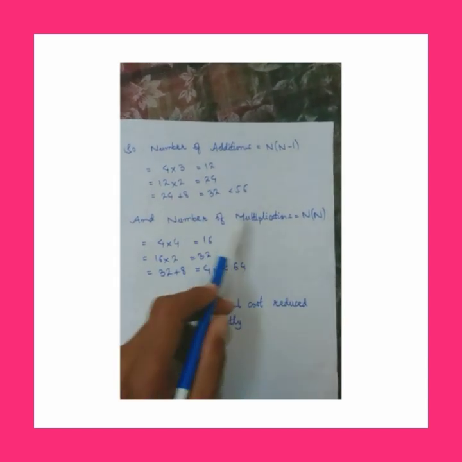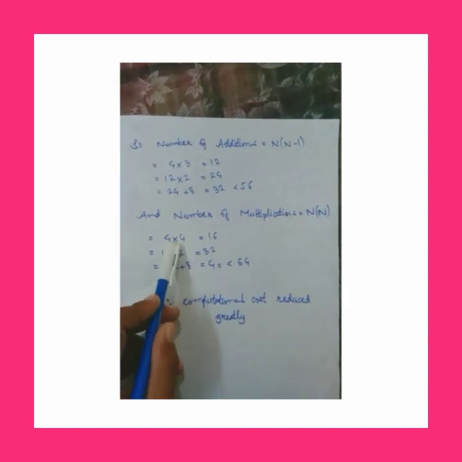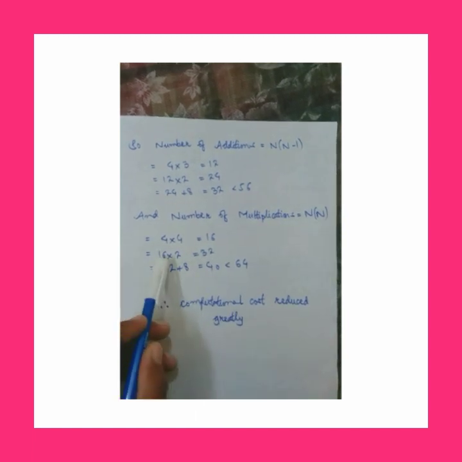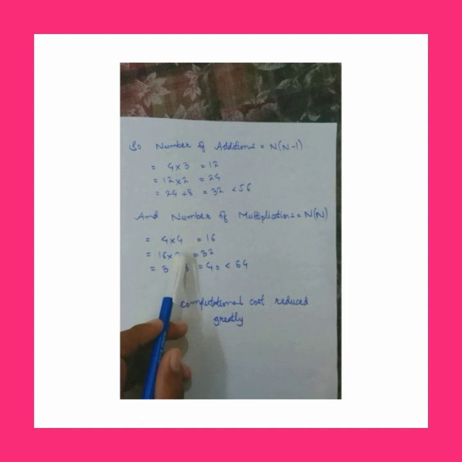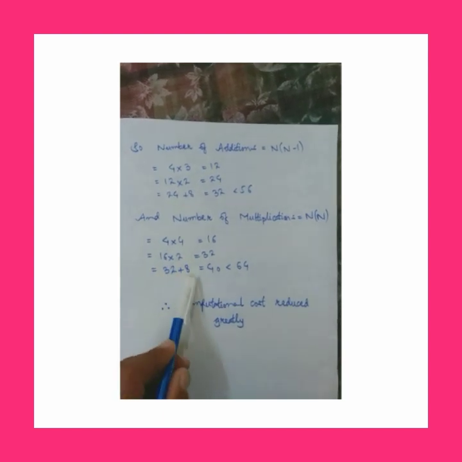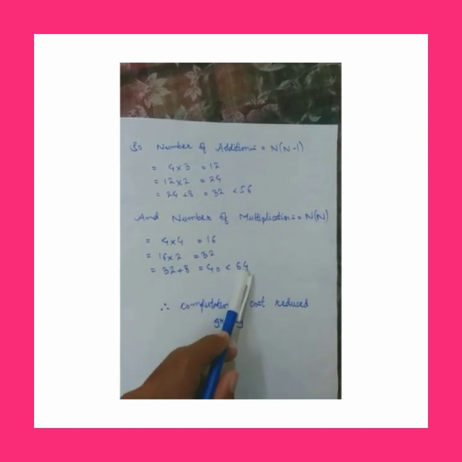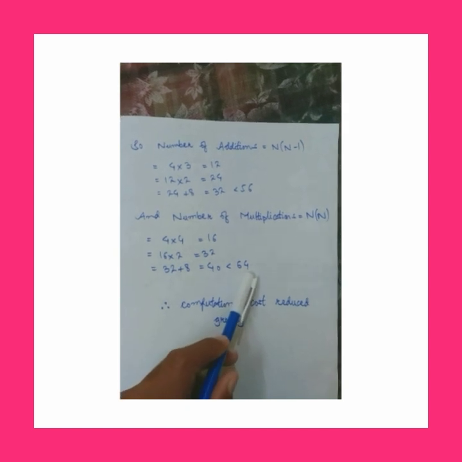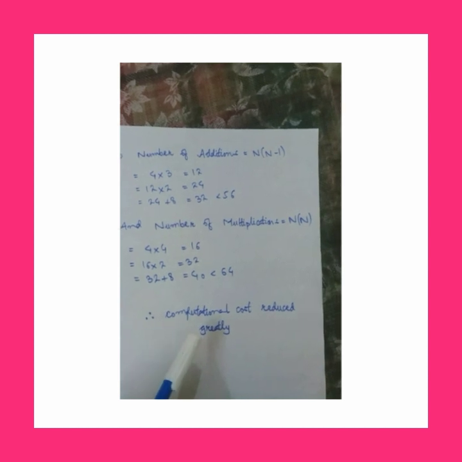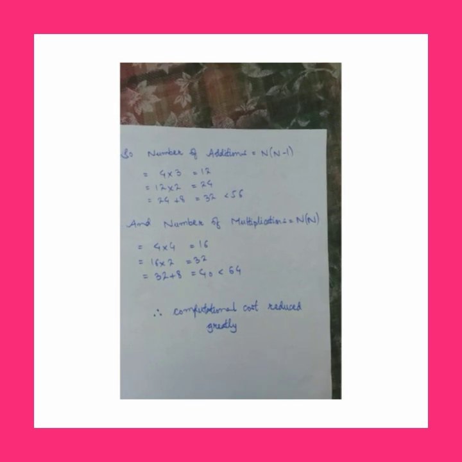And now coming on to the number of multiplications, the formula was simple, N into N. N was 4, so we have obtained 16. Multiplying 16 by 2, that is 1 for the odd and 1 for the even values, gives us 32. And adding the N into the 32 gives us 40, which is less than 64, which we calculated earlier. So as you can see, the computational cost is reduced greatly, and that is the purpose of FFT. Hopefully you guys have understood today's lecture.